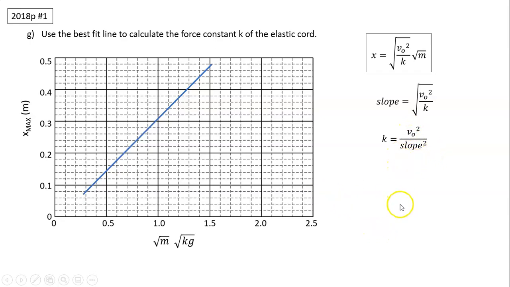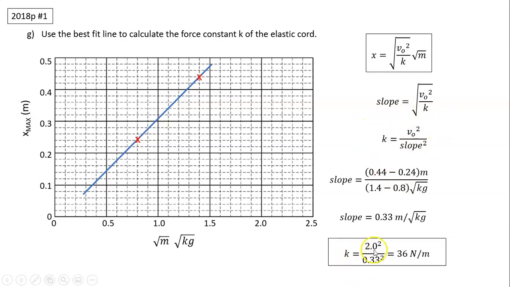To find the slope, you need to choose two points on the line. So you look at this point, maybe this point. Those are good points, easy to read data. So slope equals change of y divided by change of x. Make sure you have your units. Slope equals 0.33 meters divided by square root of kilograms. Now you have the slope. You can go back to this equation to find k. K equals v naught squared divided by slope squared. V naught, we're given, is 2 meters per second, squared, divided by that. You should have 36 newtons per meter. Make sure you have your units. And that's it for this question.